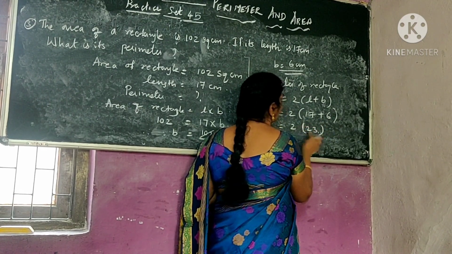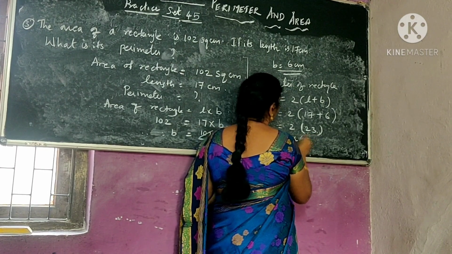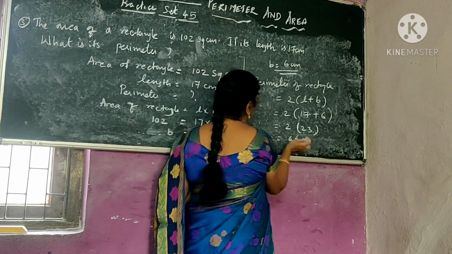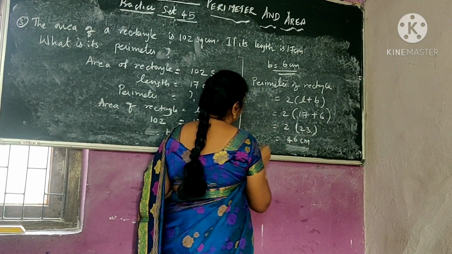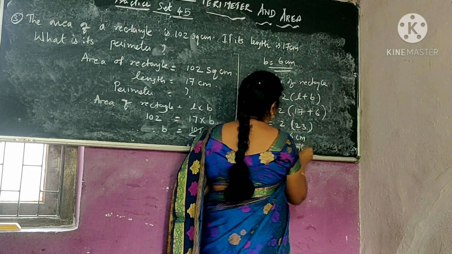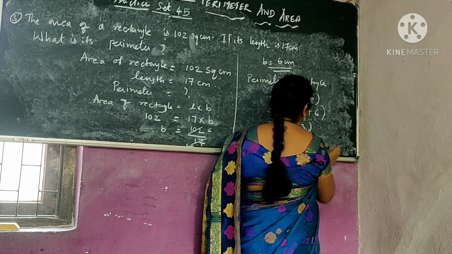That means 2 multiplied by 23, that is 46 centimeters. So the perimeter of the rectangle is how much? 46. Perimeter of the rectangle is 46 centimeter.